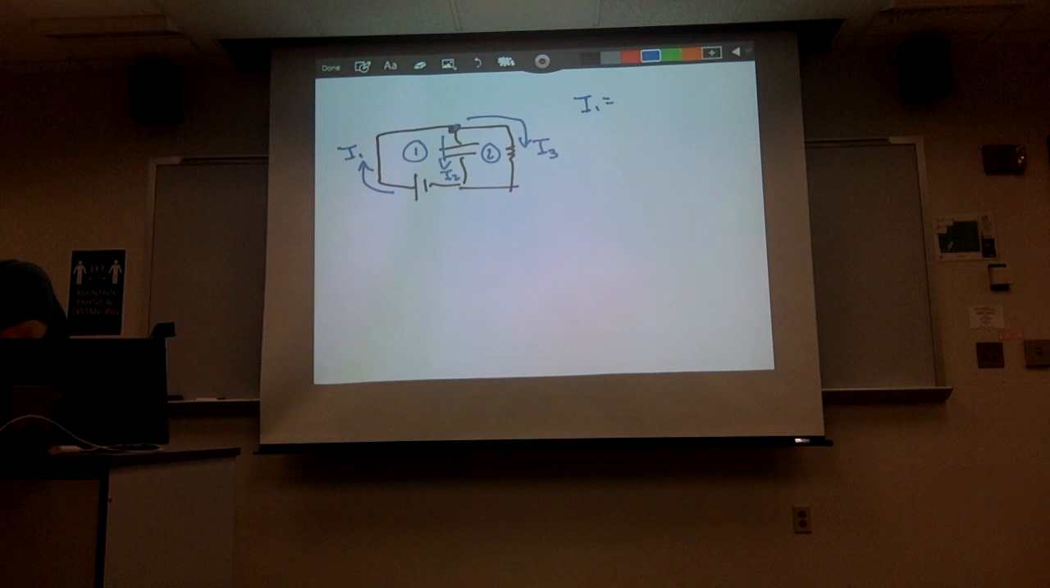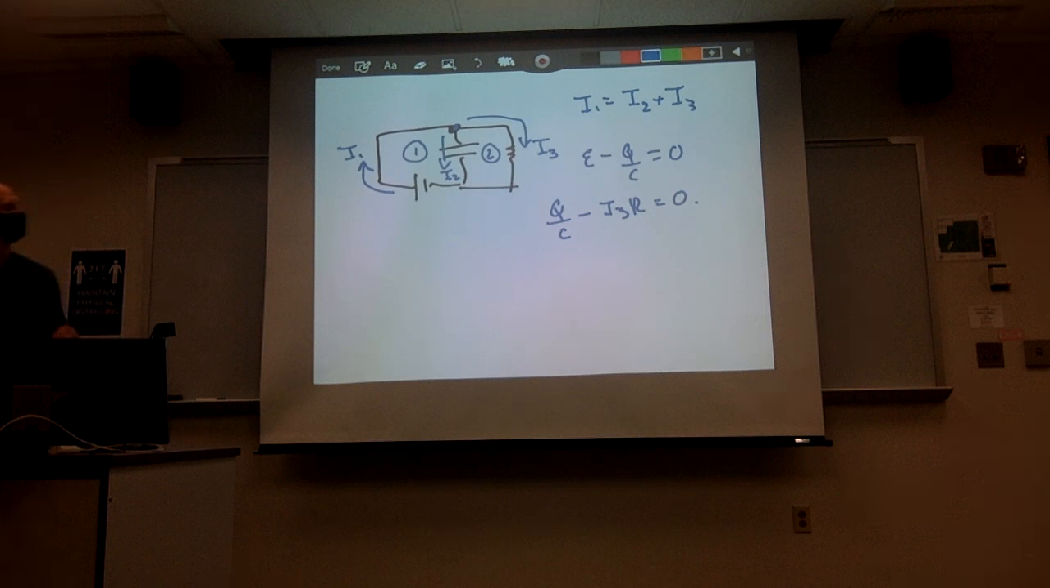And you do the exact same thing, except replace the capacitor with Q over C. You would replace the currents with the time rate of change. In this case, you would get I1 equals I2 plus I3, right? And then from here, you would have your two loops. So I would end up with E minus Q over C equal to 0 from the first loop. And from the second loop, they're in opposite directions. So in this case, I'm going to get Q over C minus I3R equal to 0. So you just use Q over C for any capacitor.